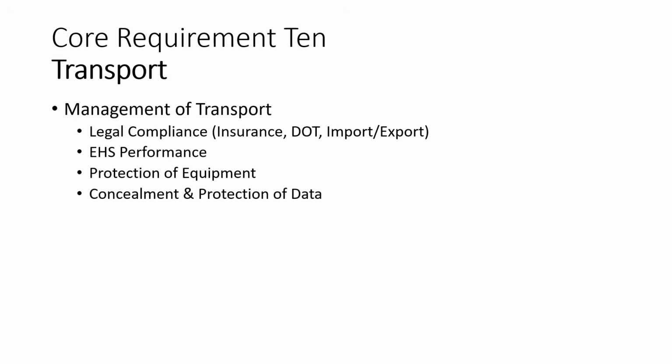For requirement 10, transport. This one is going to be pretty straightforward and just really pertain to the management of equipment that we are transporting, as it relates to legal compliance, things like insurance requirements, DOT regulation, and very importantly, import and export regulation where applicable, as well as EH&S performance or environmental and health and safety, protection of equipment, and the concealment and protection of data while in transport.